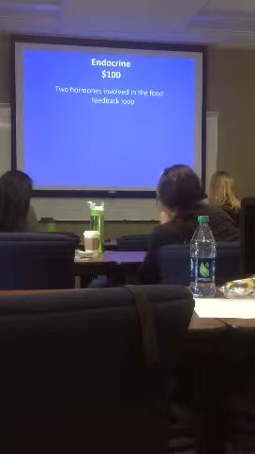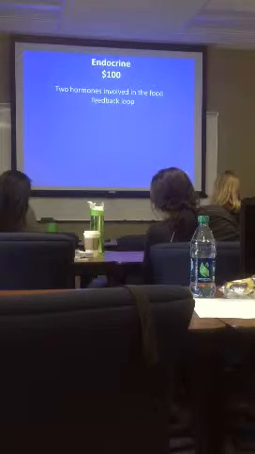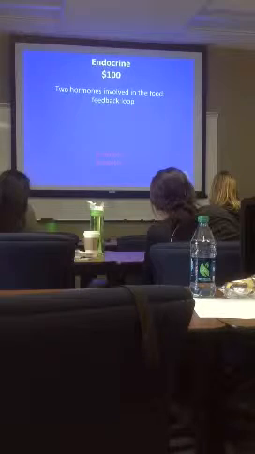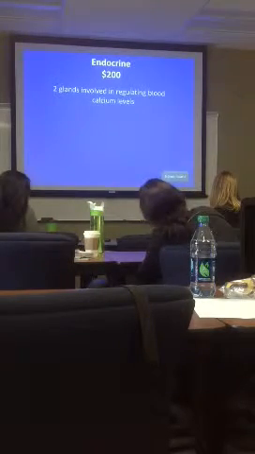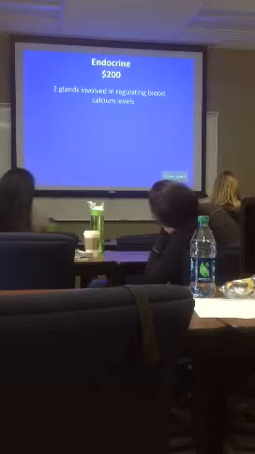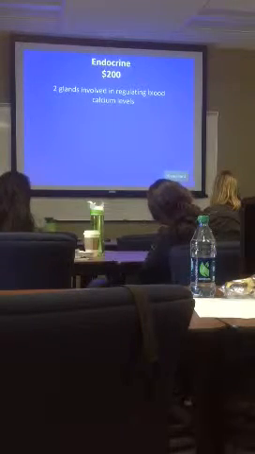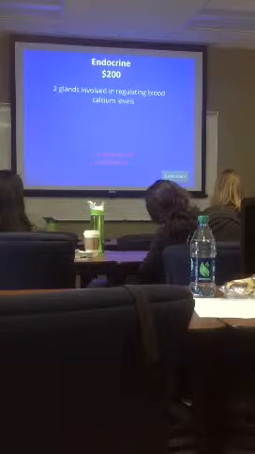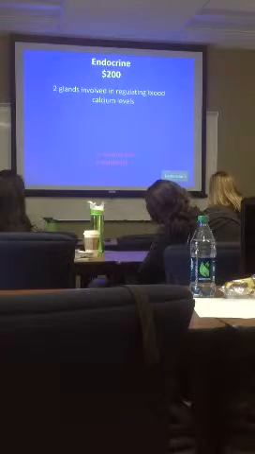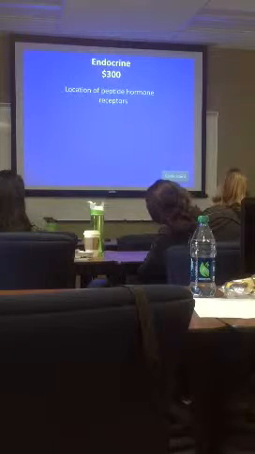Two hormones involved in the food feedback loop. Insulin and glucagon. Which one is for high blood sugar? And low blood sugar, therefore, is glucagon. Two glands involved in regulating blood calcium levels. Thyroid and parathyroid. What are the hormones that they release? Thyroid makes calcitonin. Parathyroid makes parathyroid hormone, or PTH.